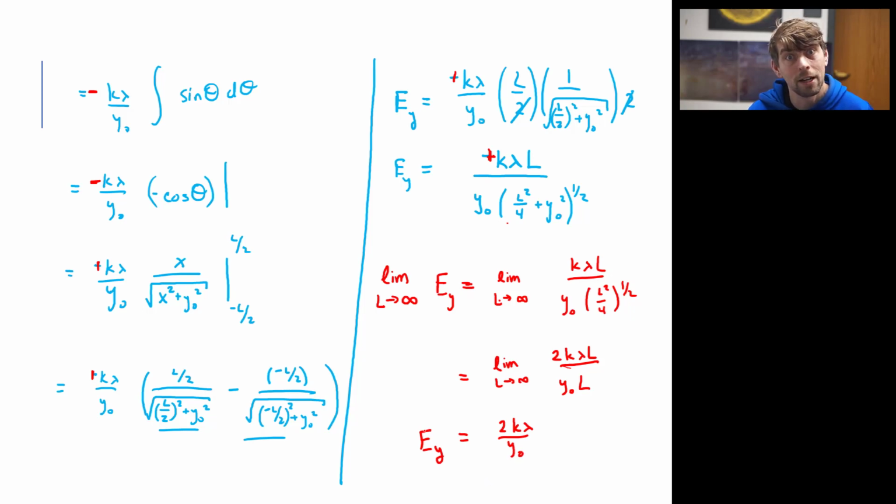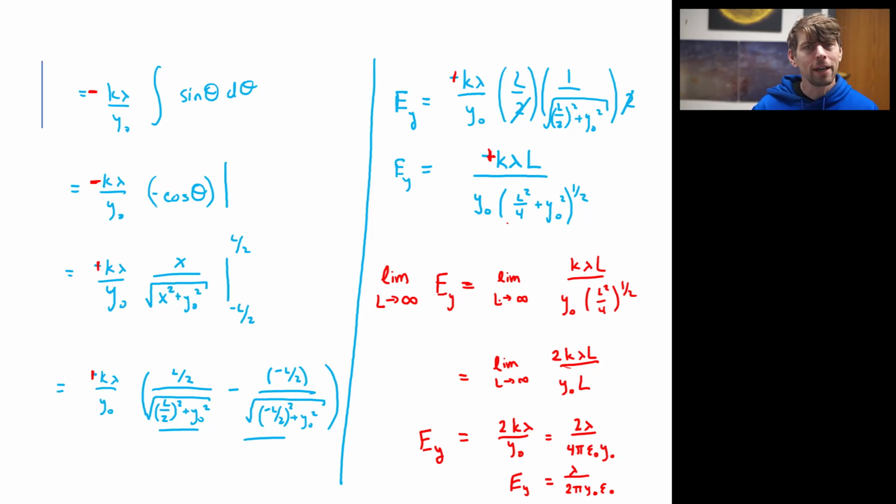Now I'll go ahead and substitute in the expression for k in terms of the permittivity. So this ends up being 2 lambda over 4 pi epsilon naught times y naught. And lastly, you can see, oh goody goody, a 2 and 2 cancel. At the end of the day, for an infinite wire, I get that the electric field is lambda divided by 2 pi y naught times epsilon naught. Good?